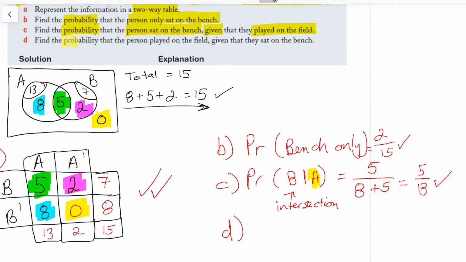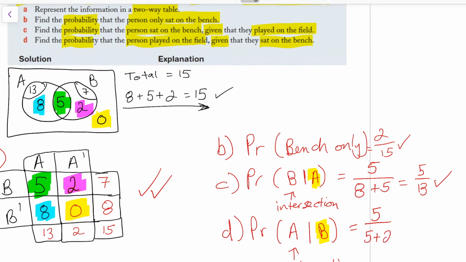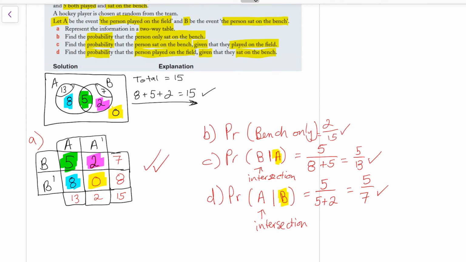The last question, find the probability the person played on the field given that they sat on the bench. All right, so they've turned this around. So probability that the person played given they sat on the bench. So once again, look at the B. The A is all just for your intersection. Once again, it's going to be the same number as what I've just written in the question above. So it's 5. Now look at my B. So it's the intersection plus what the number is in B. 5 plus 2 gets me 7. So it's 5 over 7. And that's your conditional probability.